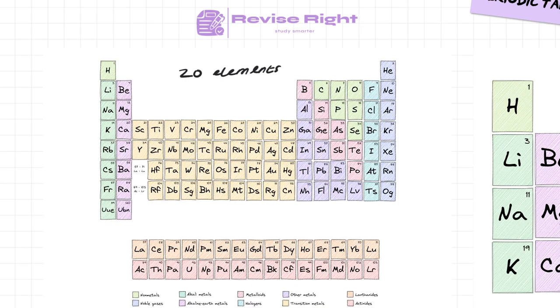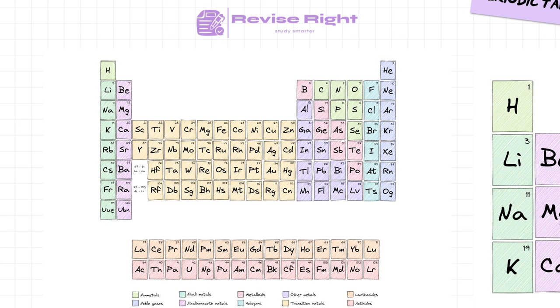It's worth noting that if you're looking to get those high grades, maybe a 7, 8, or even a 9, then definitely familiarize yourself with all the other elements as well, just so you have a good understanding of the entire periodic table, especially if you're studying AS or A level, then you definitely want to be familiar with all of this. Let's actually just break down a couple examples of elements.